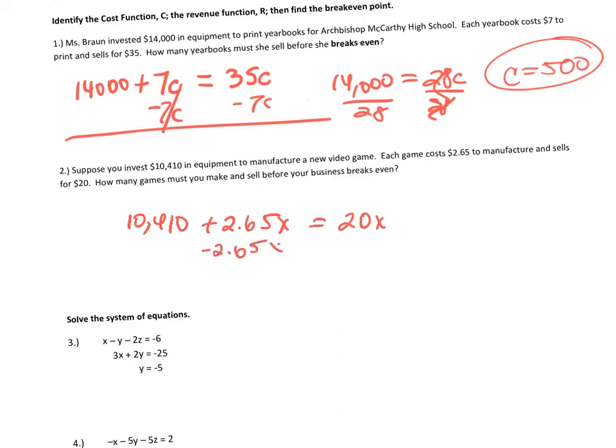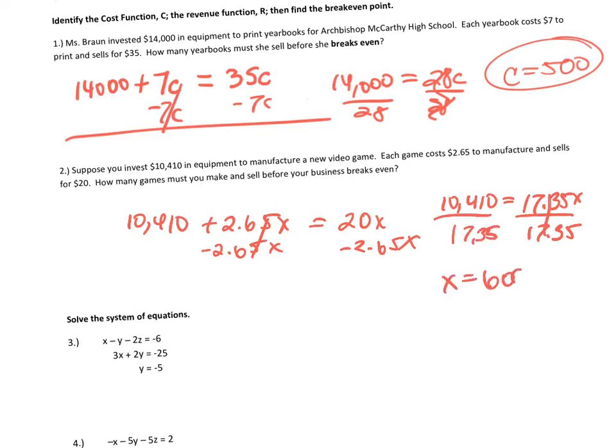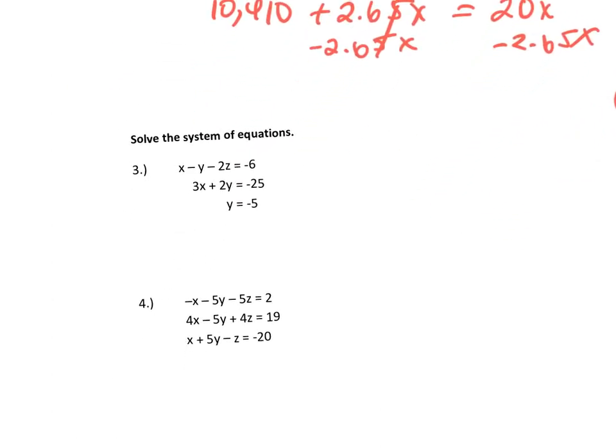Subtract 2.65x. So I have 10,410 equals, what's 20 minus 2.65? 17.35x. Divide both sides by 17.35. And you get what? 600. After 600, what happens? You're making a profit. Make sense? Okay, so you'll have probably one or two little word problems like that. You'll have one of these back substitutions. Guys, this should be pretty simple. Yes? Okay.